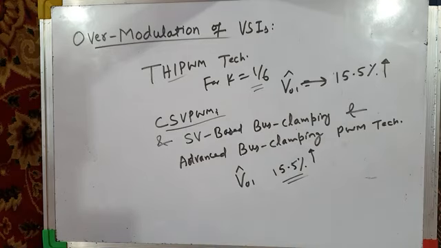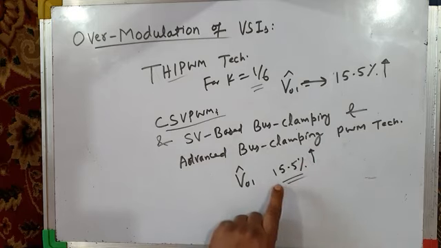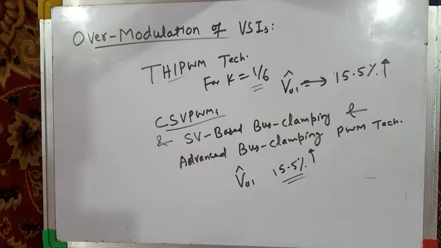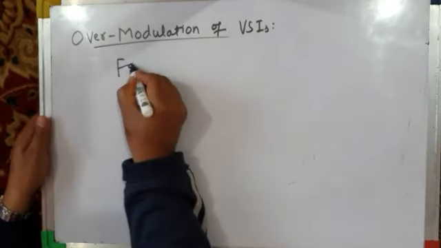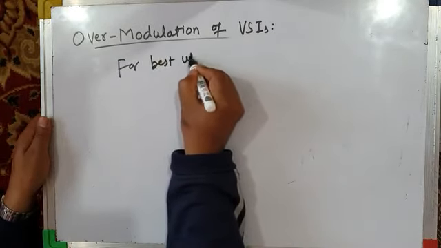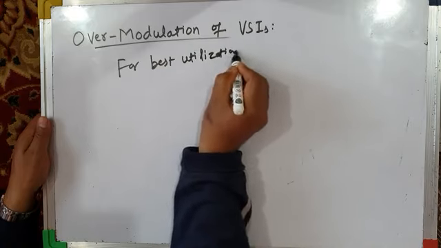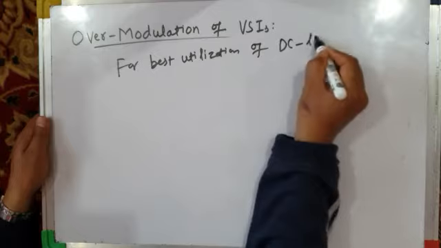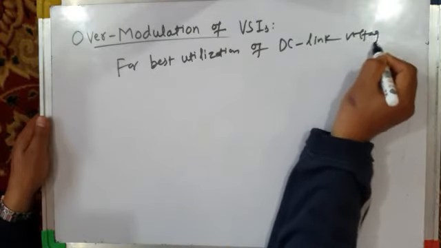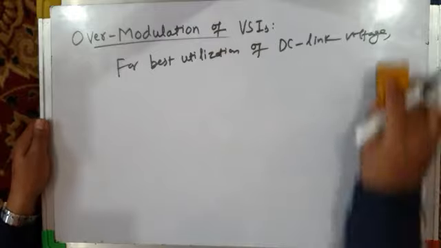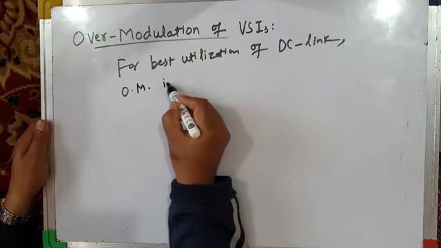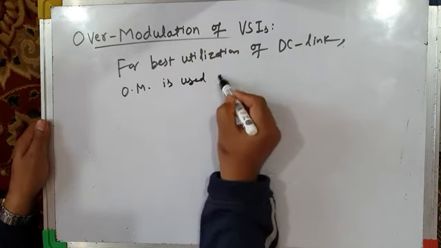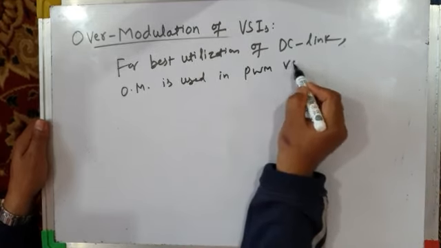If you want more inverter output voltage, if you want to raise inverter output voltage more than 15.5%, then the only technique is to go for over-modulation. I will write here: for best utilization of DC link or DC bus voltage, over-modulation is used in PWM voltage source inverters.